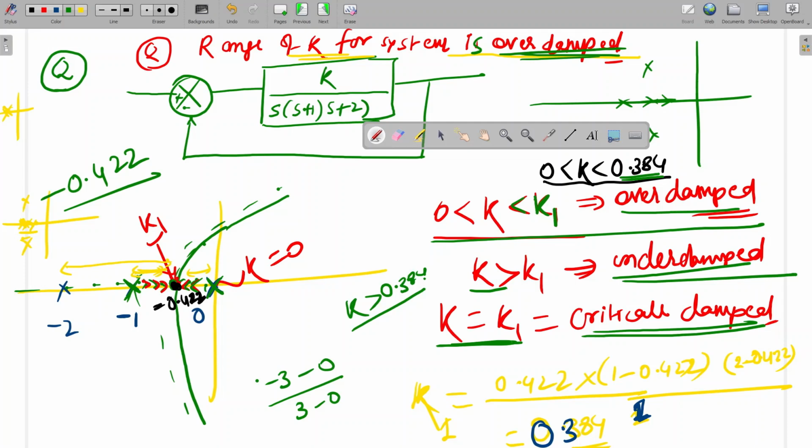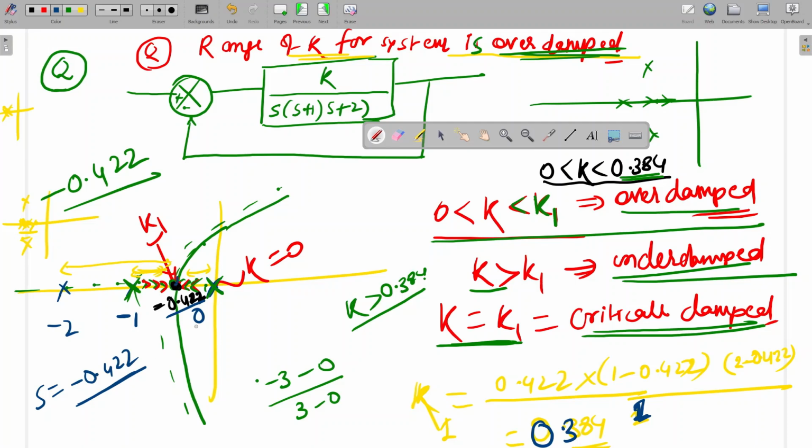So clear? Now the K value is 0.422. No, K1 is 0.8, not the K value. Minus 0.422 is the S value. S is equal to the S value, minus 0.422. That is the breakaway point.